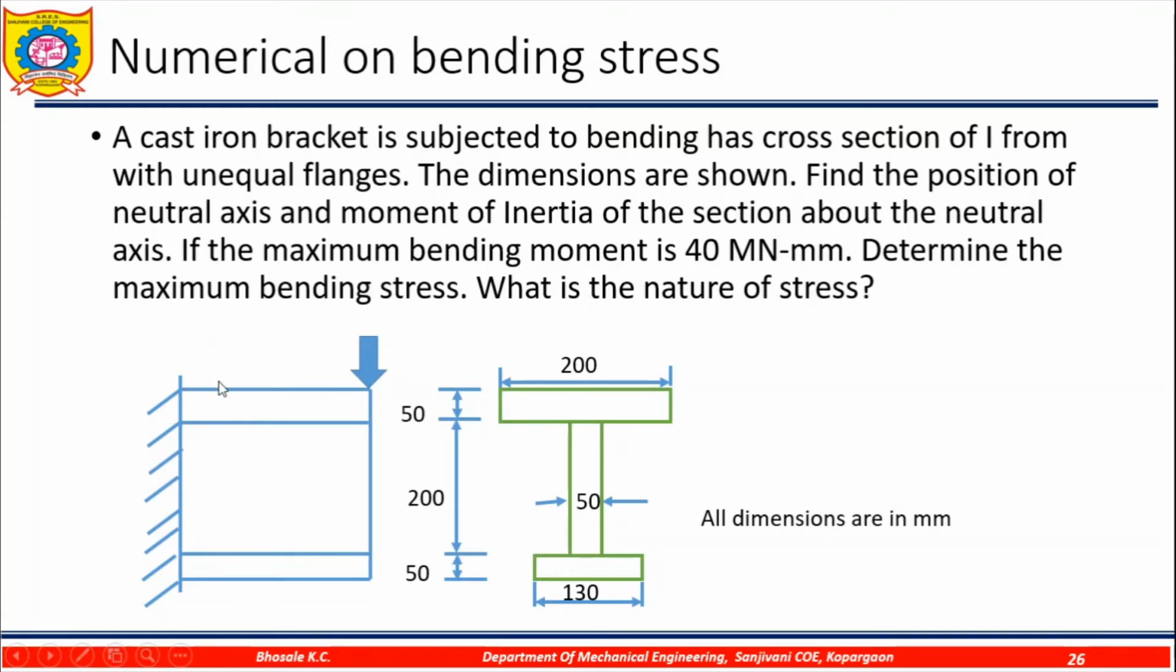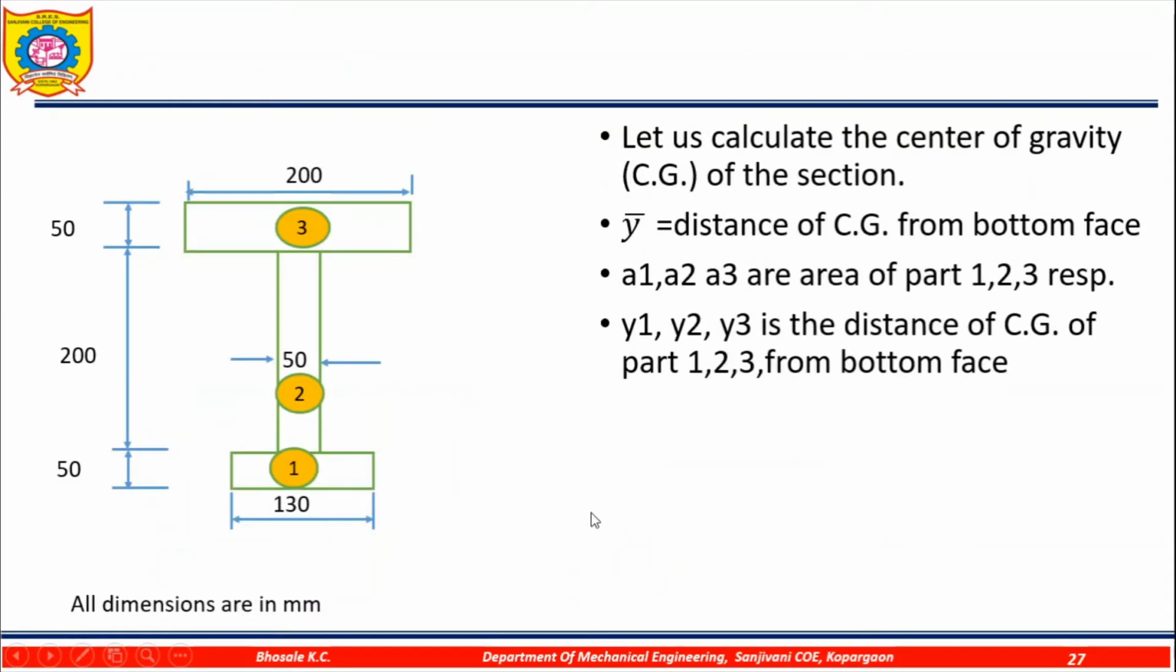So we have a cantilever beam on which a load is acting. Due to that, the bending moment will be developed, and the maximum bending moment is 40 meganewton into millimeter. See the I section having unsymmetrical sides. It is symmetrical about the vertical axis. So first let us calculate the center of gravity CG of the section.